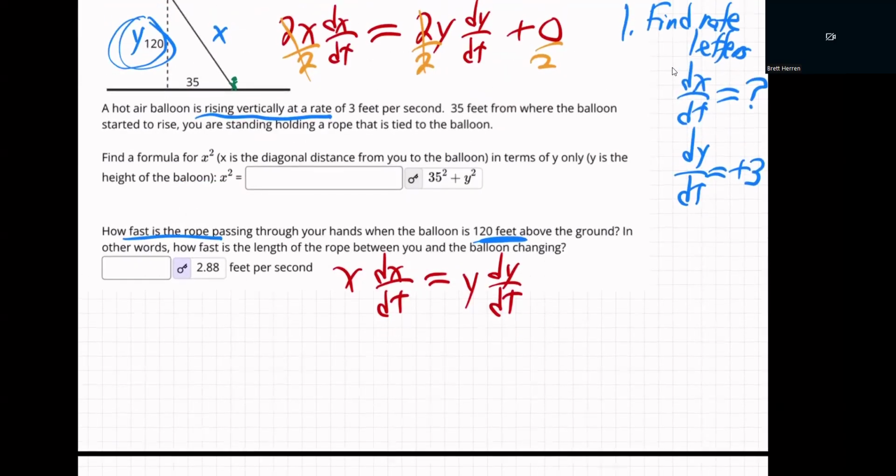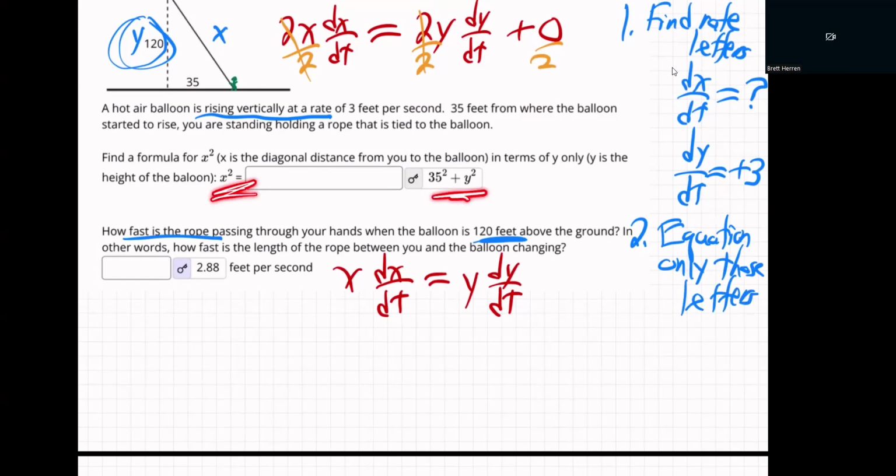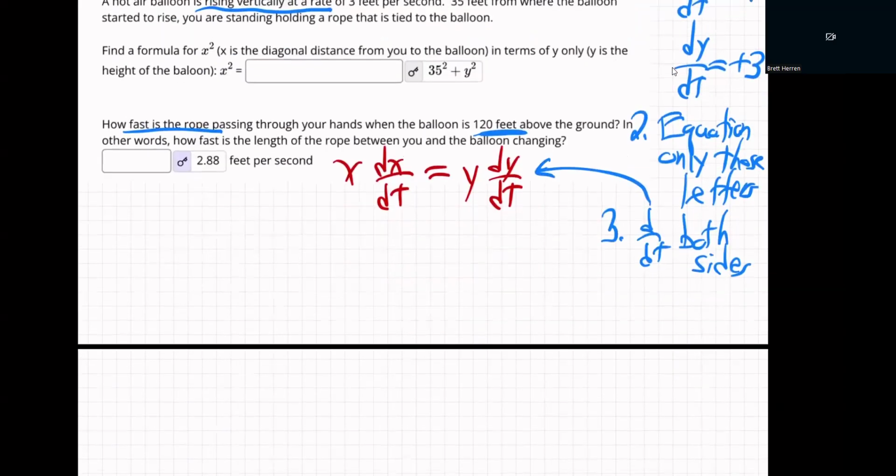Step two is you write an equation relating only those letters. And we did that right here. Only x and y, right? No other letters. You can have numbers, no other letters. Step three, you take the d/dt of both sides, and we just did that. And then step four, plug in the numbers. So we don't plug in the numbers till after the derivative, because if you plug in a number early, the derivative is going to be 0.